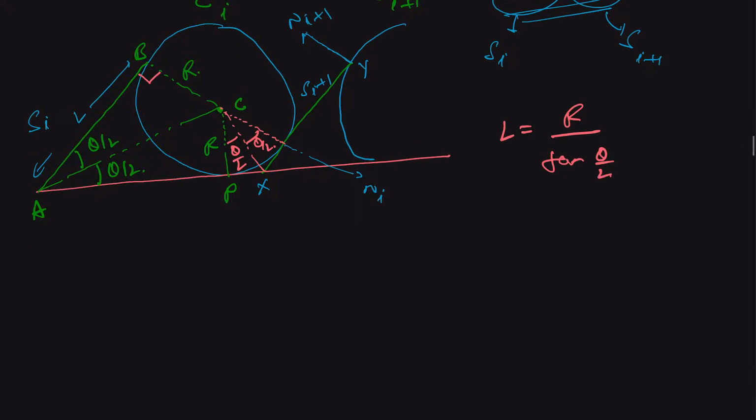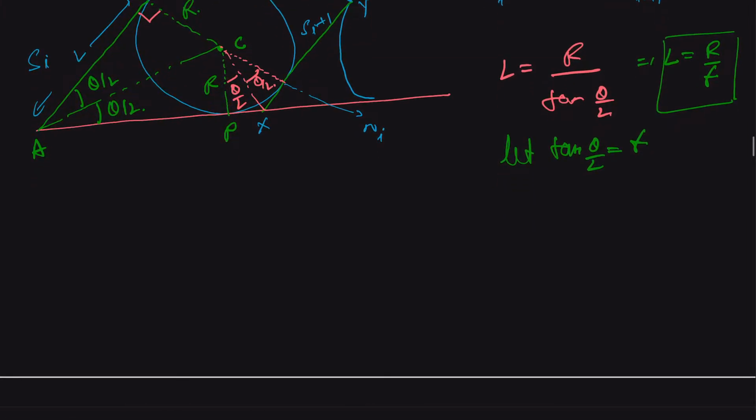And for the sake of convenience, we are going to assume that this tangent of theta by 2 is called our t. Therefore, we can say that L is equal to r upon t, because this tangent of theta by 2 will be used multiple times, so we are going to replace it by a single variable, t. And we can also find the mass. So mass is m, which is lambda times L, and it comes as lambda r upon t.